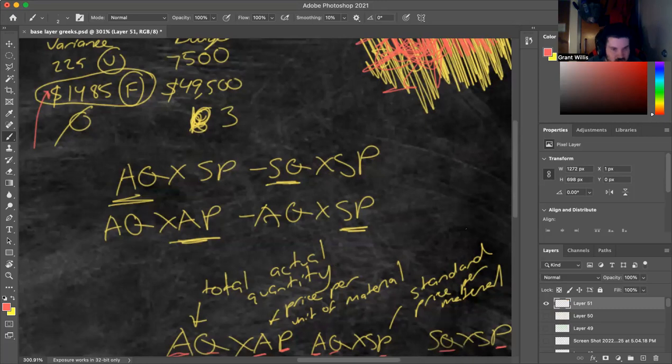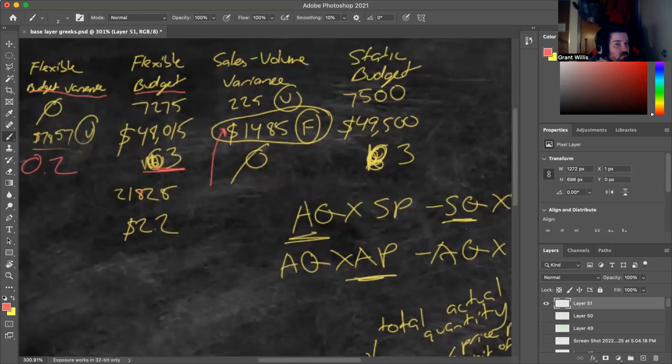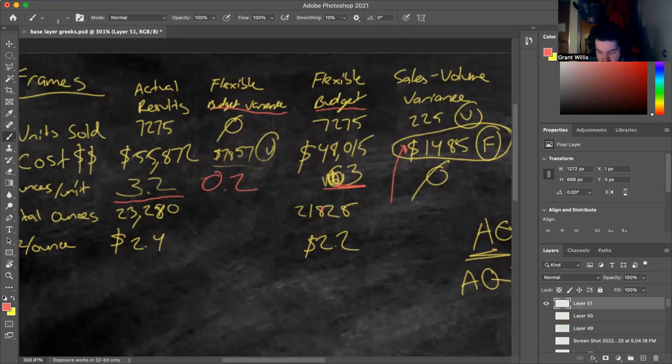The whole point of this is that we're trying to further dissect this cost right here. This is the variance from the flexible budget to the actual results, and we're trying to figure out what made our costs greater. Was it because we misused our materials, or because we paid more per ounce than we should have? That's why we do this whole skeleton thing and solve it out.